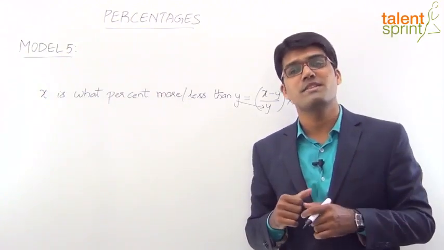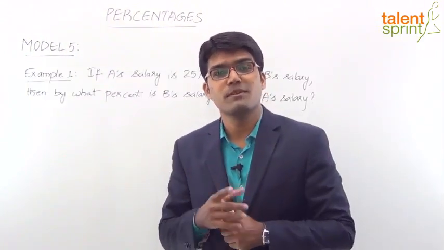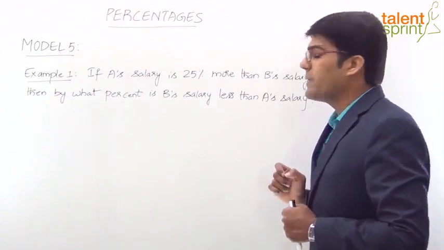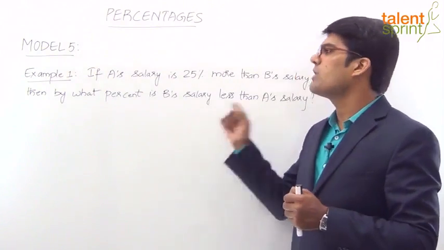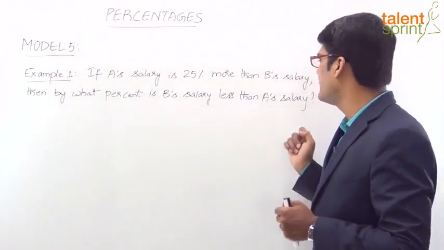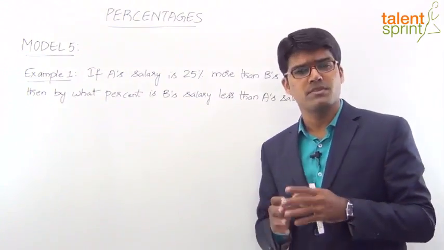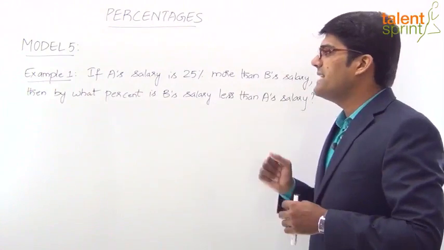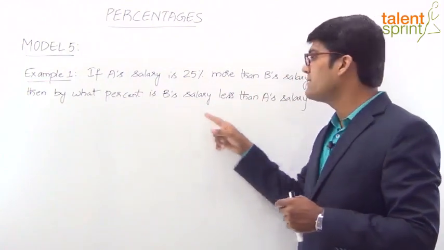Let us now look at a few examples based on this concept. Let us now take the first example from model 5. If A's salary is 25% more than B's salary, then by what percent is B's salary less than A's salary? Now this is a very popular question, especially in bank exams. So how do we solve it? It says A is 25% more than B. Then by what percent is B less than A?